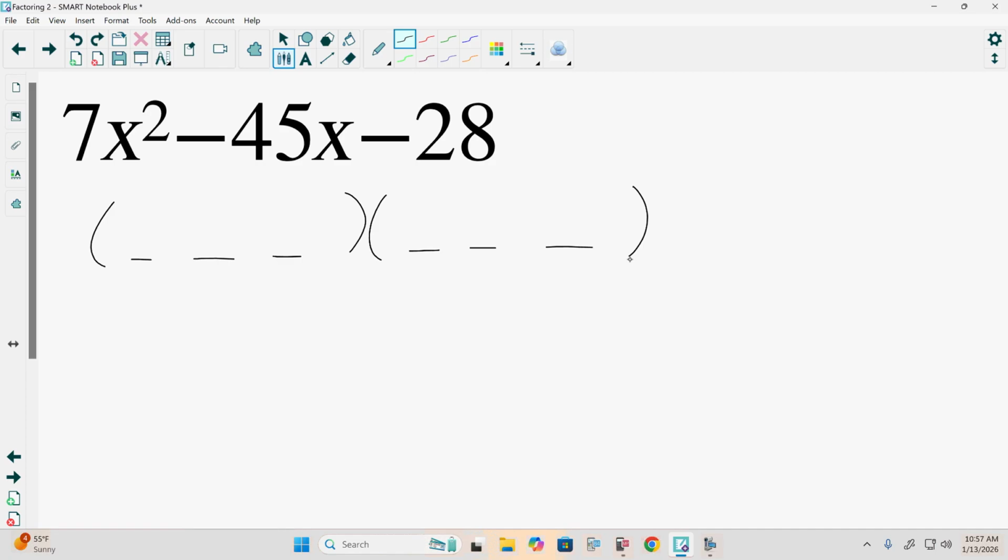So, 7 isn't a divisor of 45 and 28, so we don't have a common factor. But we can still move on to step 2, our 2 sets of parentheses with 3 spaces. Now to find the sign, we look at the sign of the third term. And our third term is negative. So the signs are opposite. One's going to be plus, one is going to be minus.